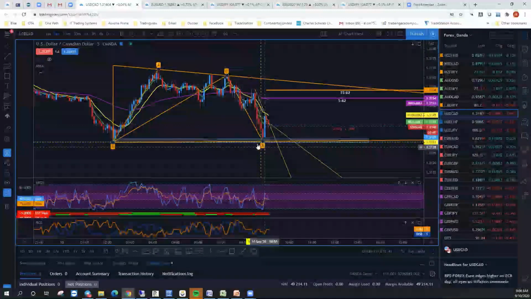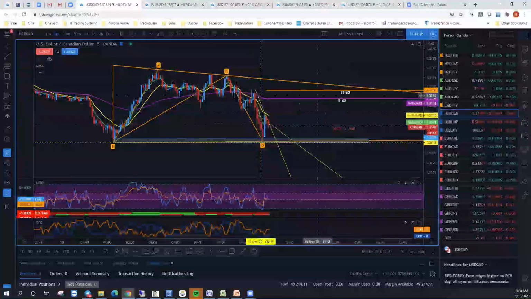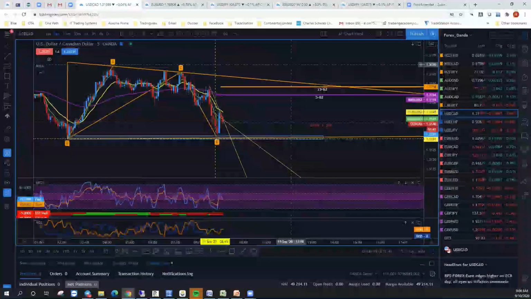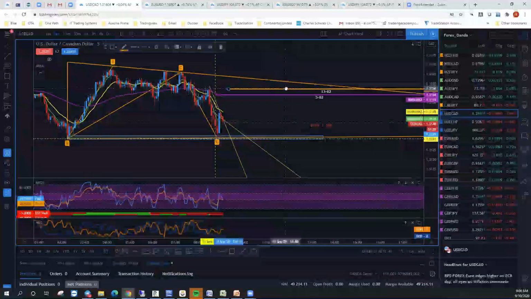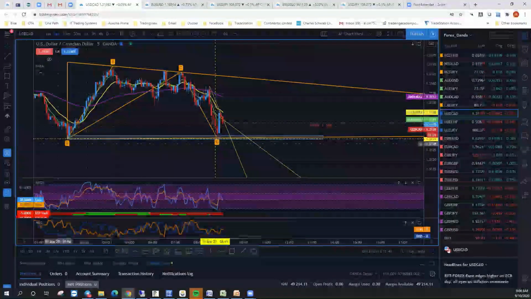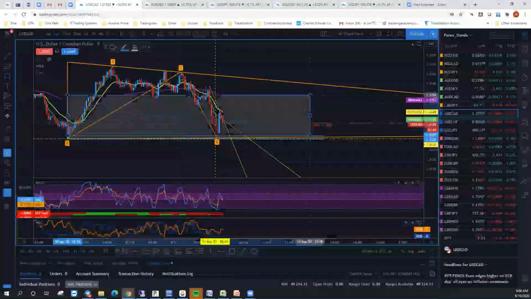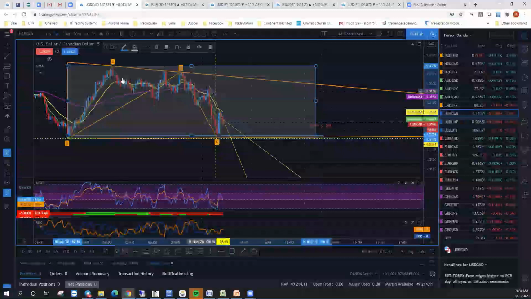Now we had the break of this, and now it's retesting this area. So really the range that we're trading in right now is in this area right here. This is our box. Between here, there's our box. This is the range we're trading in.